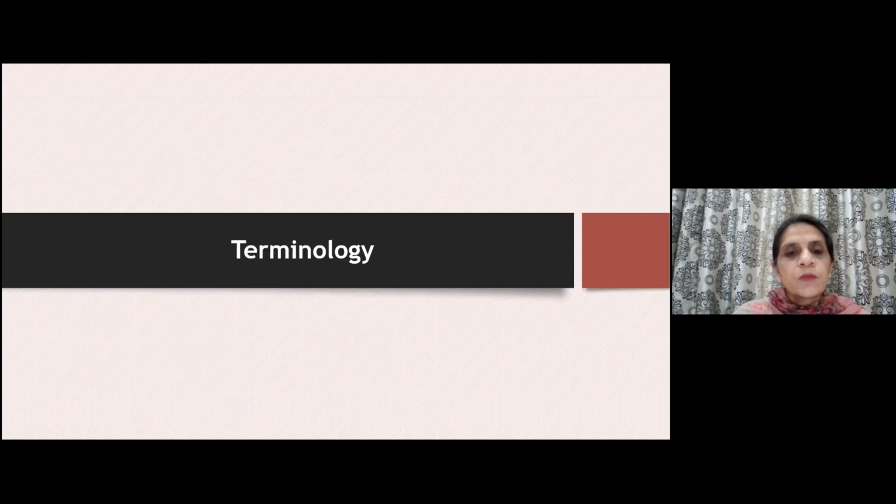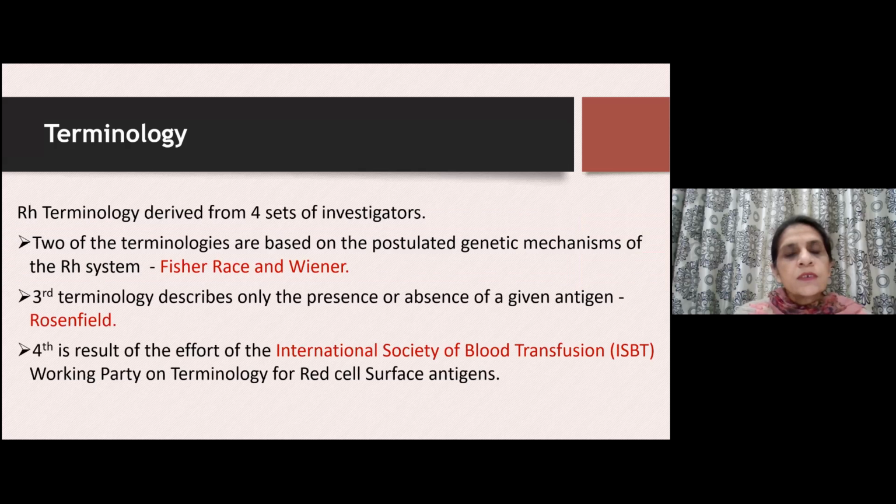Now coming to a brief about the terminology of the RH blood group system. This terminology is derived from 4 sets of investigators. Two terminologies are based on the genetic mechanism, and these were proposed by Fisher and Race, and by Wiener. The third terminology is based on the presence or absence of a given antigen, which was proposed by Rosenfield. And the fourth is a result of the efforts of the International Society of Blood Transfusion Working Party on terminology for red cell surface antigens.